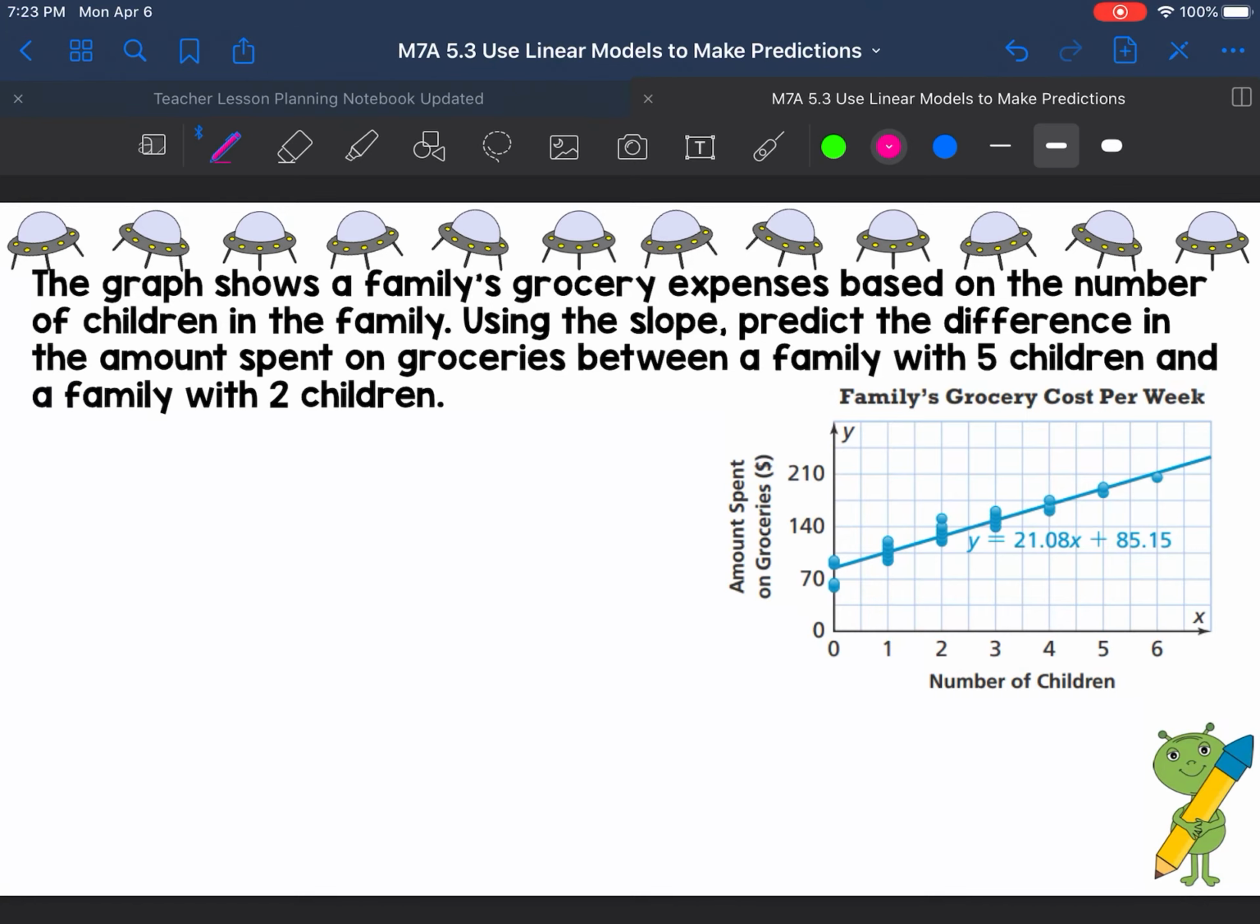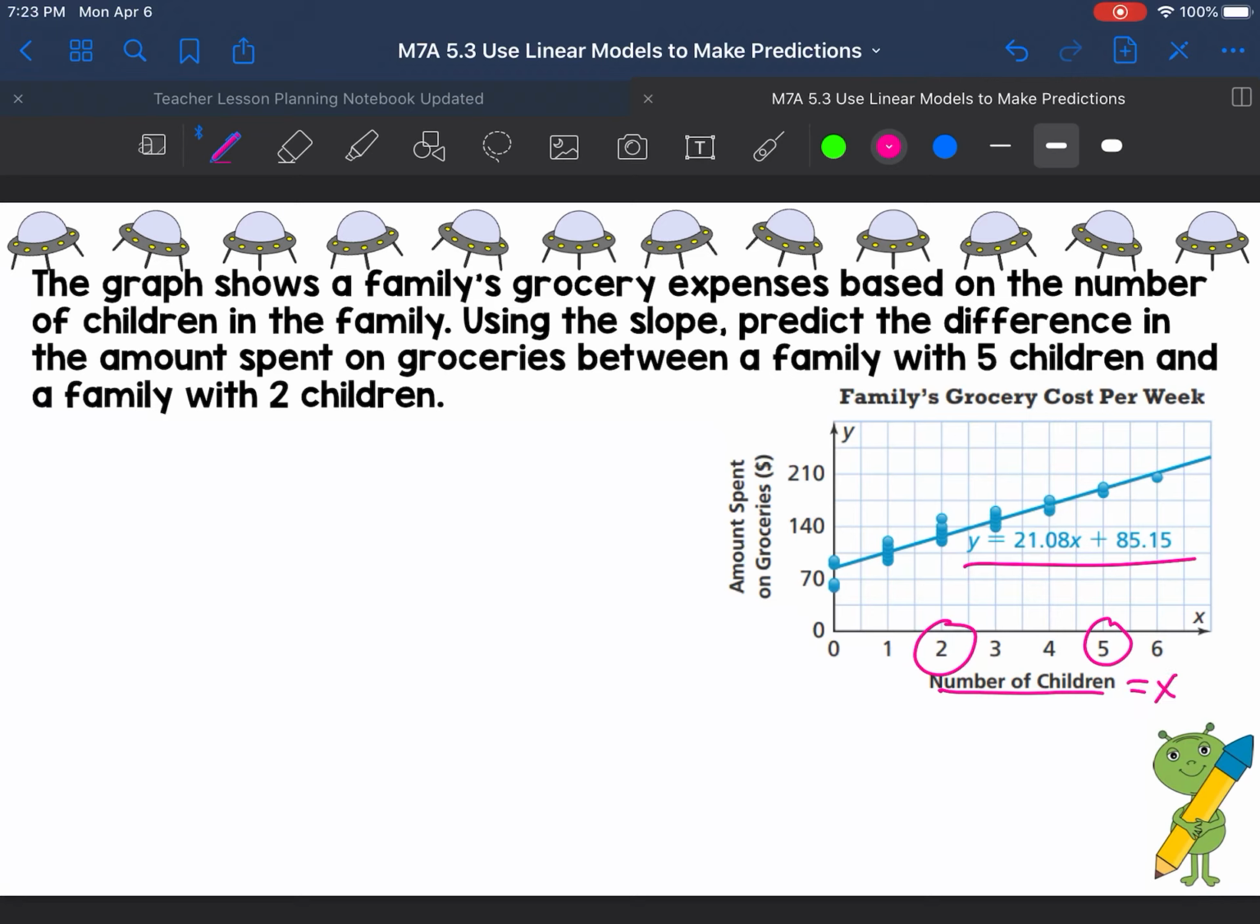It says this graph shows a family's grocery expenses based on the number of children in the family. Using the slope, which gives us the whole formula, predict the difference in the amount spent on groceries between a family of 5 children and a family of 2 children. Now, that does not mean I can subtract 5 minus 2 and get 3. No, it wants the difference between how much it costs me total for 5 and how much it costs me total for 2.